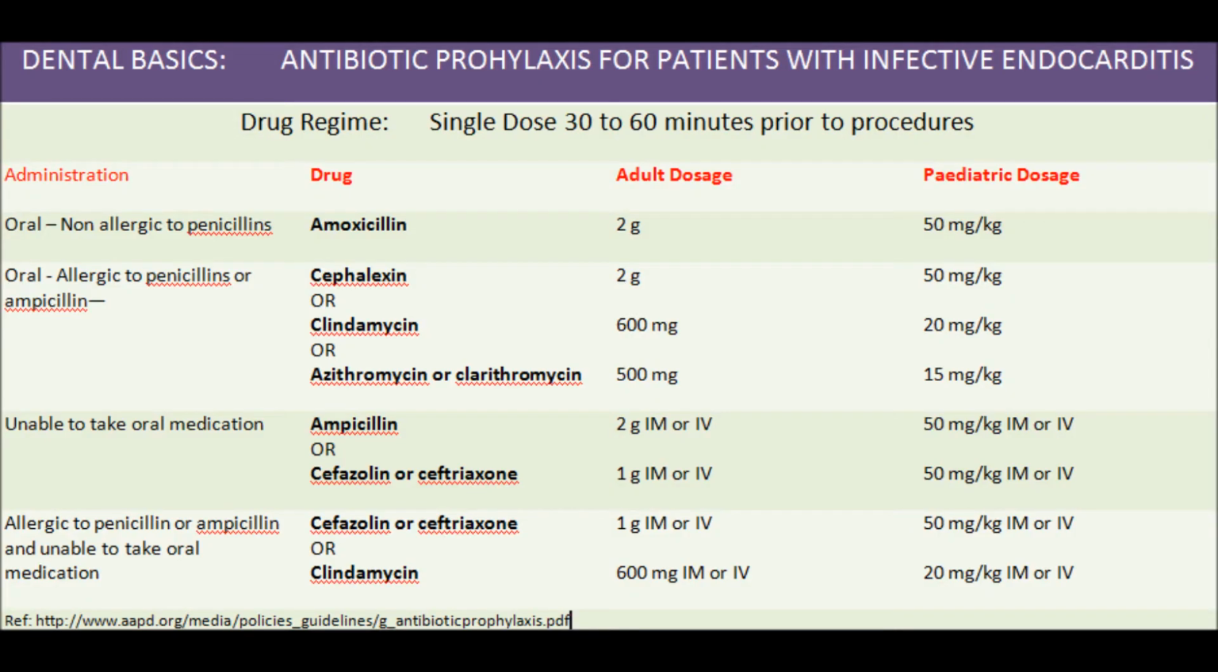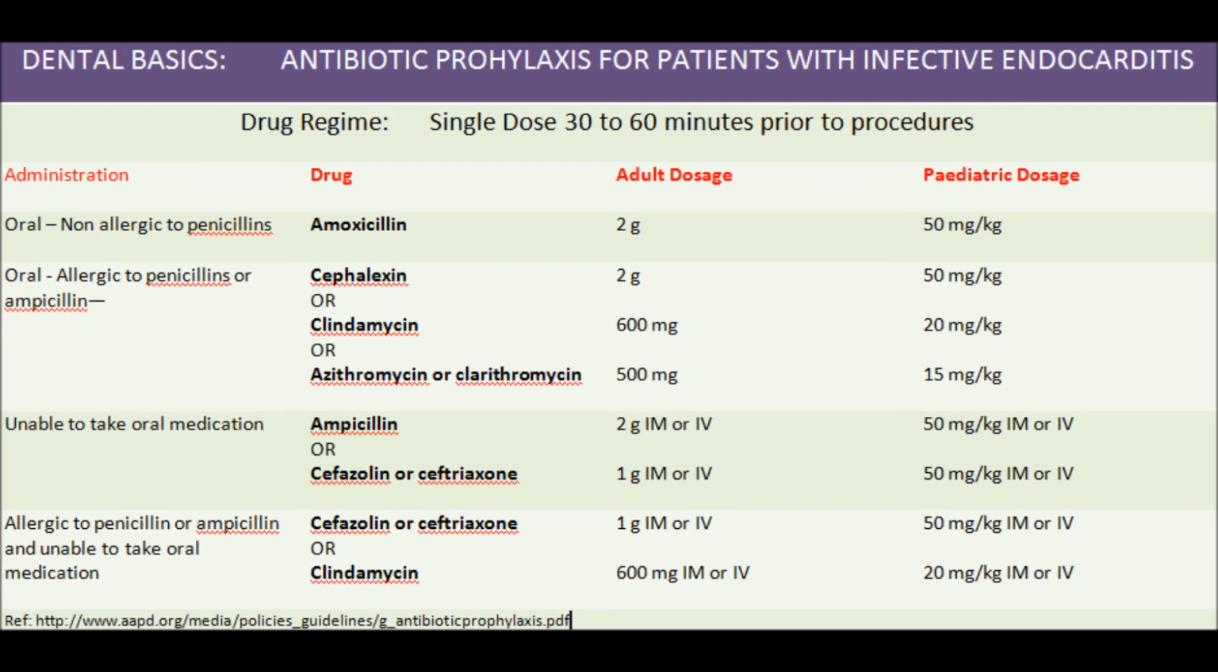And if the patient is unable to take oral medications, then the drug of choice is ampicillin. The dosage is 2 grams IM or IV for adults and 50 milligrams per kg IM or IV for children. Or cefazolin or ceftriaxone, and the dosage is 1 gram IM or IV for adults and 50 milligrams per kg IM or IV for children.